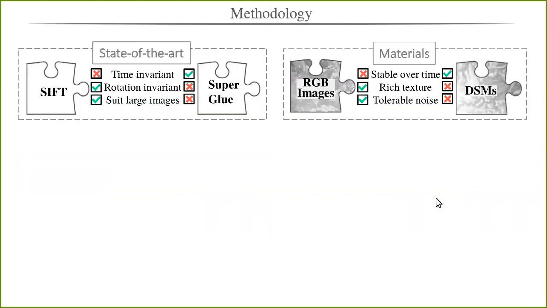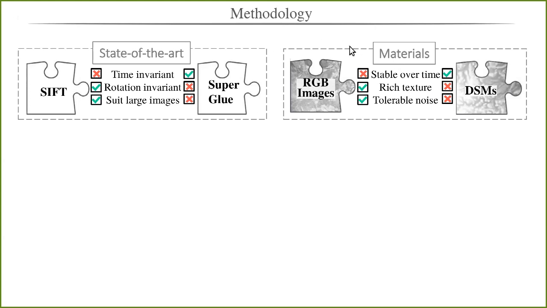If we compare the problem to a puzzle, here are the pieces we have. Firstly, we have state-of-the-art feature matching methods. There are a lot of other methods, but SuperGlue and SIFT have the best performance according to the image matching challenge. SuperGlue is a deep learning method and SIFT is traditional. We want them to be time invariant, rotation invariant, and suit large images. Unfortunately, neither of them meets all the conditions.